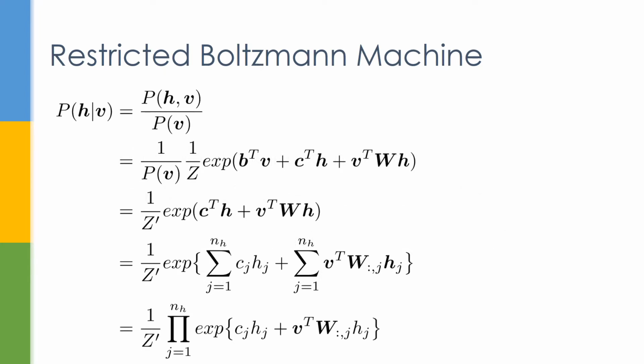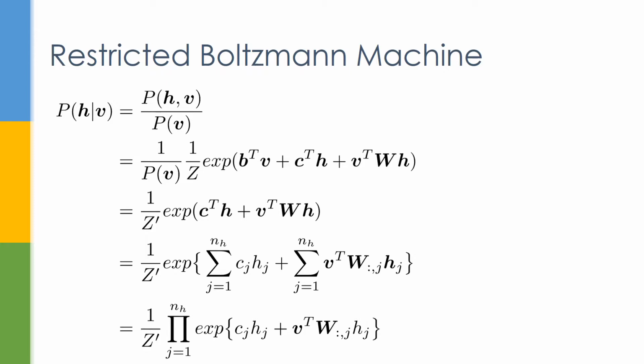So now we will go through the stepwise derivation of the closed form of the inference problem. The first step follows from the definition of the conditional probability. In the next step, we substitute the probability by its form described using the energy function. Since v is a constant, all terms involving only v can be bundled into a single constant Z'. In the next step, we expand the vector dot product to a sum of individual terms. And then in the next step, the exponential of summations can be rewritten as a product of exponentials.